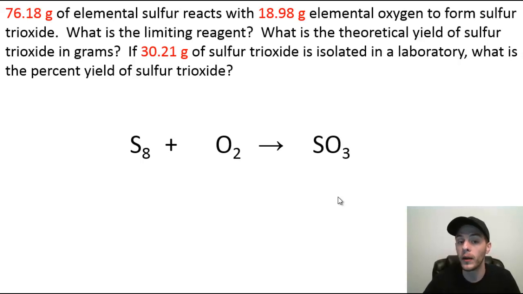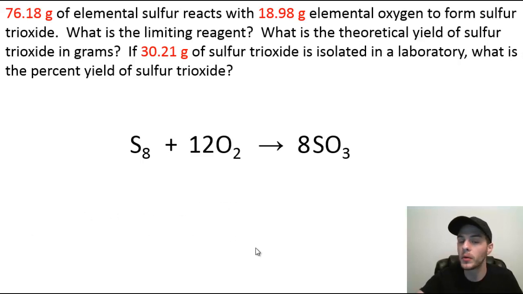Now we have to balance the equation. It looks like I'm going to start by balancing sulfur first. We have 8 sulfur atoms on the left. We need 8 on the right, so I'm going to put a coefficient of 8 on the SO3. Since I put the coefficient of 8 on SO3, that gives me 8 times 3, which is 24 oxygen atoms. So I'm going to put a coefficient of 12 on the O2, and that's going to balance oxygen, giving me 24 oxygen atoms on both sides. So this is our balanced chemical equation: S8 plus 12O2 yields 8SO3.